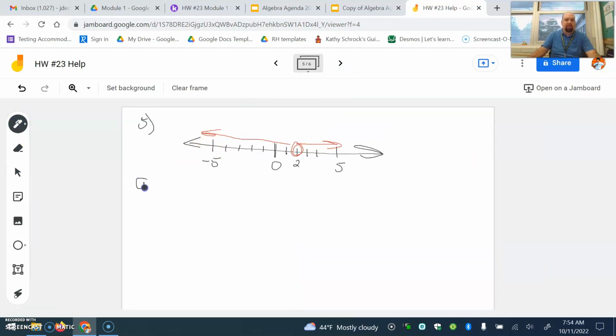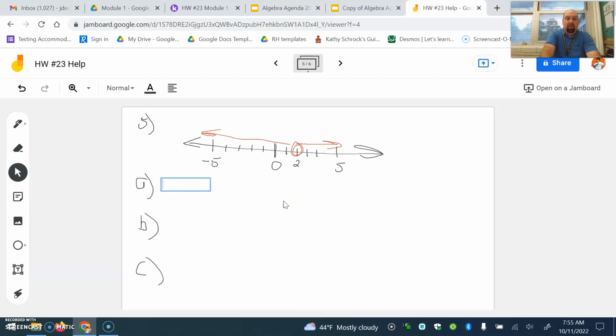Okay, this one looks a little different. What does it mean? Open circle at 2, and then arrows going both ways, meaning greater than or less than. Essentially, this is saying all other numbers. So, all real numbers, but not equal to 2. Not equal to 2. There you go.